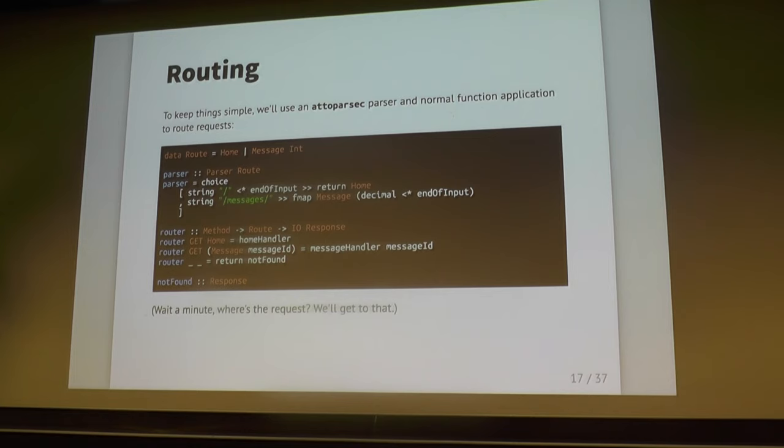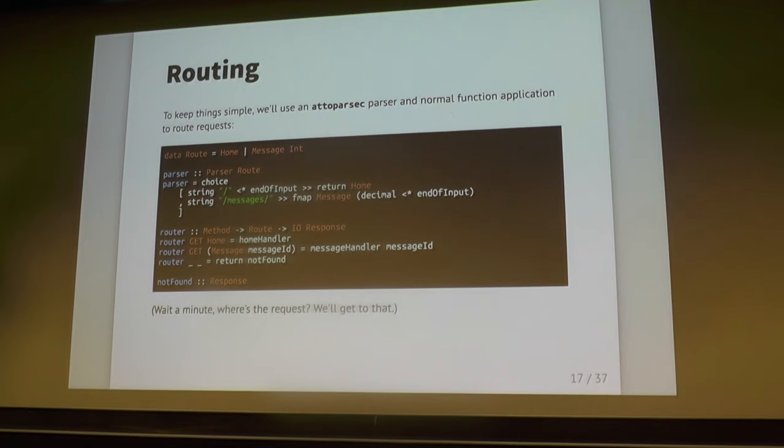We have our Attoparsec parser, which will basically check if it's a slash, then great, return home. Otherwise, parse messages and a decimal, and put that in messages and return that. We'll go over this in a bit more detail when we write the code. And then the router is pretty simple. The router will basically say, give me a method and a route, and I'll give you a response. So here we're saying, if it's a get and we want to go home, then use the home handler. And if it's a message, then use the message handler and pass the message ID that we parsed.